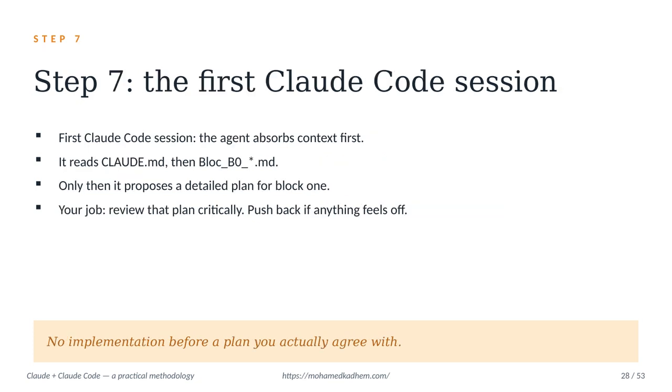The first Claude Code session has a specific shape. The agent must first absorb the context, the CLAUDE.md file, the Block 0 document, the conventions you have established. Only then does it propose a detailed plan for Block 1, which files it intends to create, which tests it intends to write, in which order. Your job at this stage is to review that plan critically. If anything feels off, push back. The PDF lists the questions worth asking before approving. The principle: no implementation before a plan the user actually agrees with.